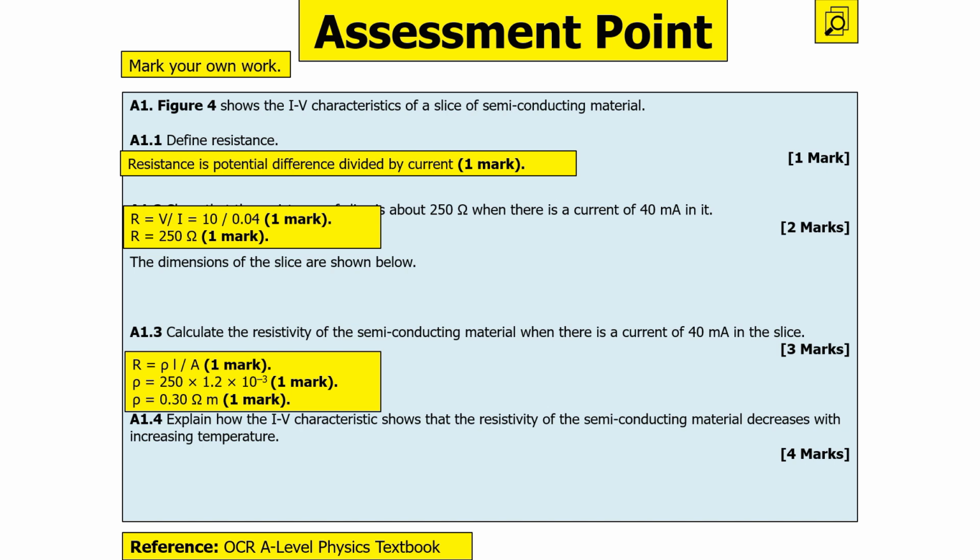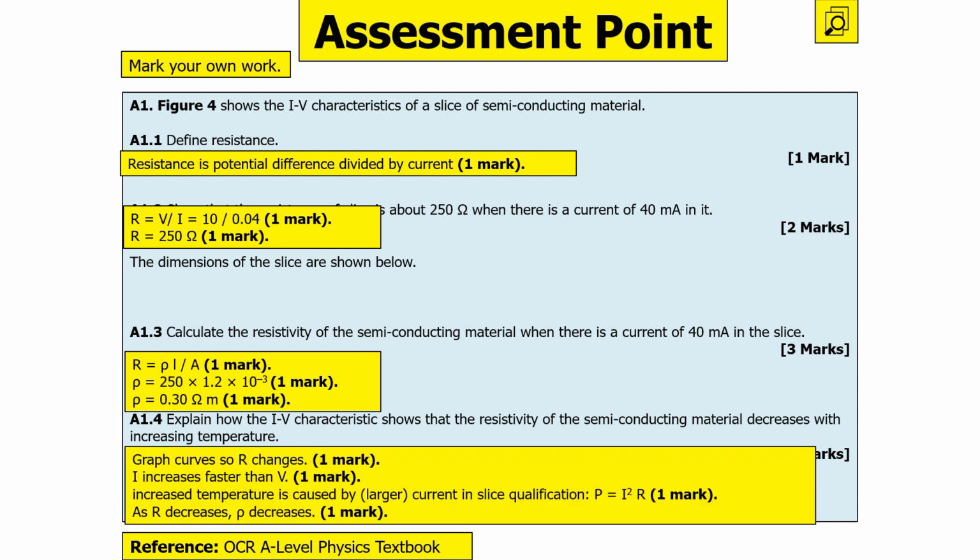Now in this last one, we know in the IV characteristic graph that when you've got a semiconductor material, the graph will curve. That indicates to you that the resistance of the material is changing. As it's curving, this tells you that the current is increasing faster than the potential difference is increasing. What's happening is the increased temperature is caused by the current. So what you can say is that as R decreases, because it's linked intrinsically to the resistivity, the resistivity will also decrease as well.